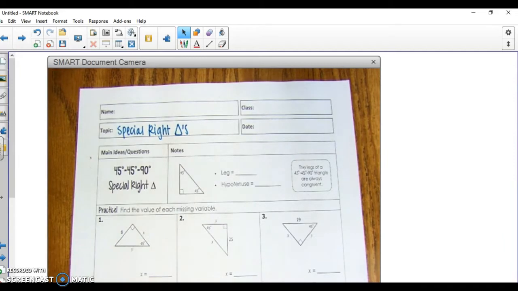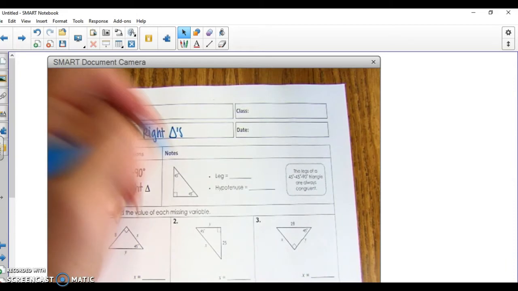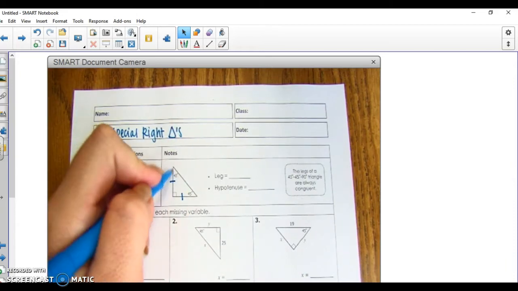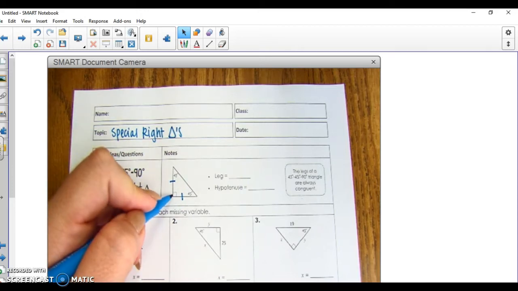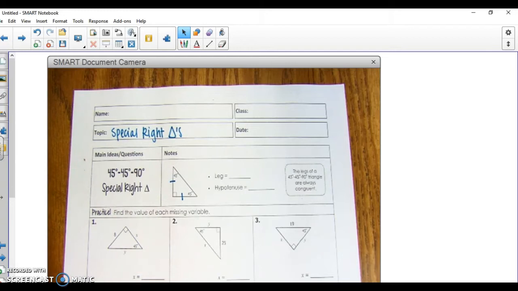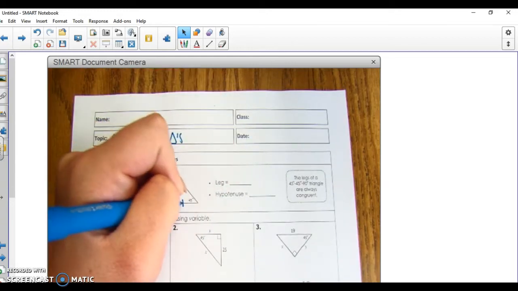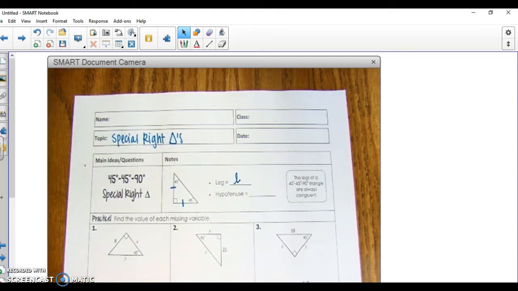Okay, so when we have a 45, 45, 90, this is going to mean that two of our legs are going to be equal because they are both across from a 45-degree angle. And then our 90-degree angle, our hypotenuse is still always across from that. Okay, so these we call legs. So we can just write a cursive L for that.